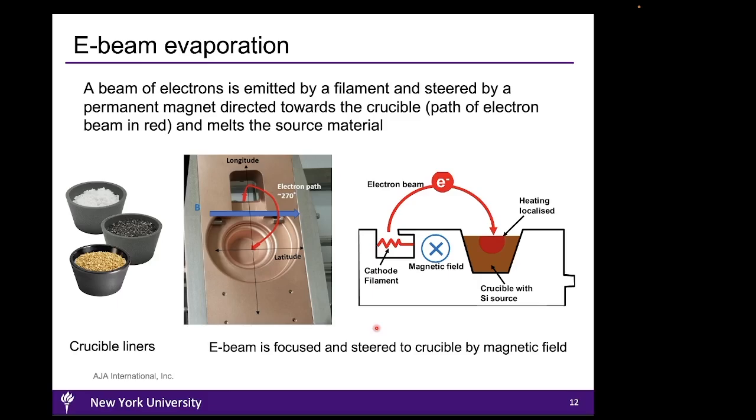To perform this process, the target materials are placed inside a crucible liner made of a carefully chosen material to minimize cross-contamination. The crucible liner is then placed inside an evaporation pocket that permits the electron beam to access the crucible. The electron beam is generated by a cathode filament, and this beam is then focused and guided by a magnetic field to melt the target material inside the crucible liner.